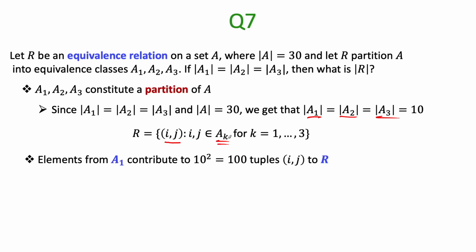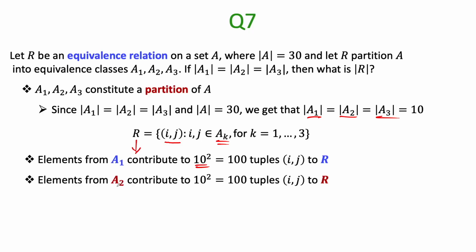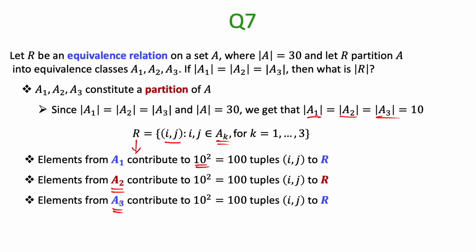Based upon this fact, the elements of the subset A1 within the partition will contribute 10 squared ordered pairs of the form i comma j, and they will be added to the relation R. Similarly, you have 10 elements within the subset A2, and they will contribute 10 squared ordered pairs as per our construction in the relation R. And in the same way, you have 10 elements in the subset A3, and they will contribute 10 squared ordered pairs in the relation R. So as a result, the number of ordered pairs in our equivalence relation will be 300.